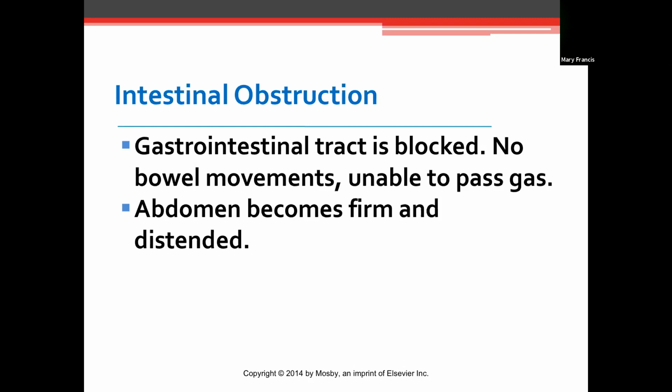Nursing assessment begins with a detailed history and physical, determining the patient's location, duration, intensity, and frequency of abdominal pain. Many times the abdomen is very, very firm and distended from the inability to pass any gas through, and it just begins to accumulate in the abdomen.